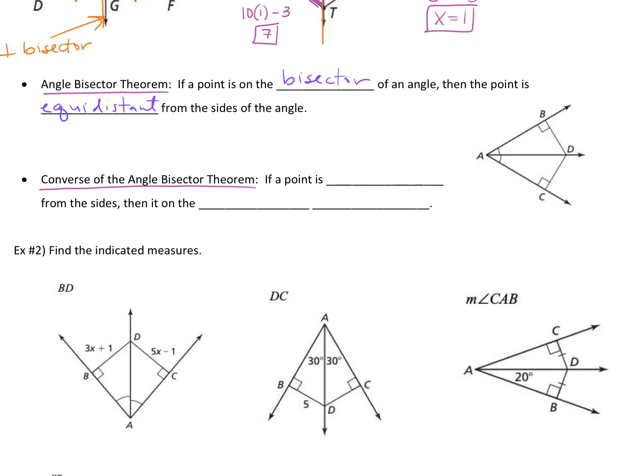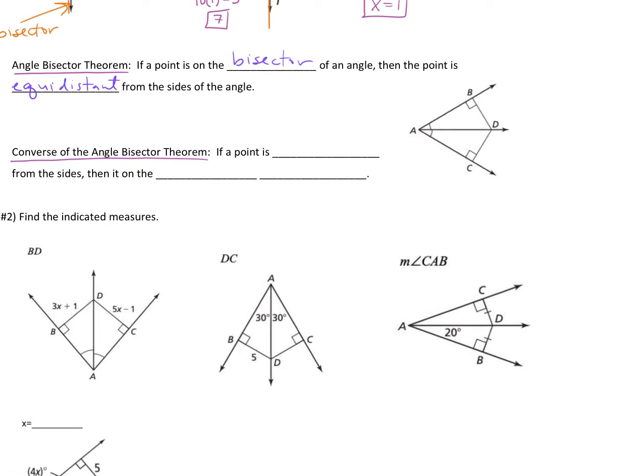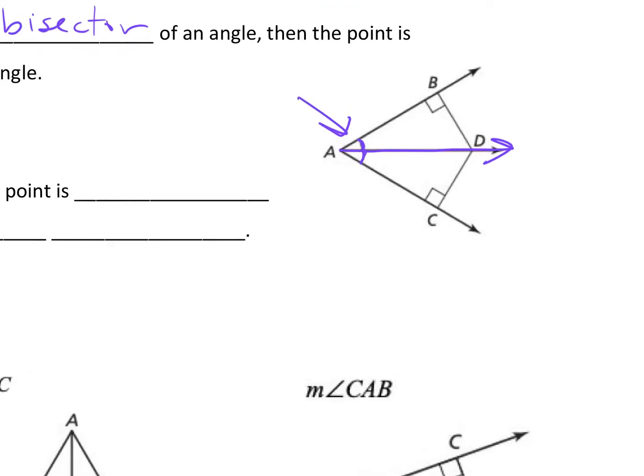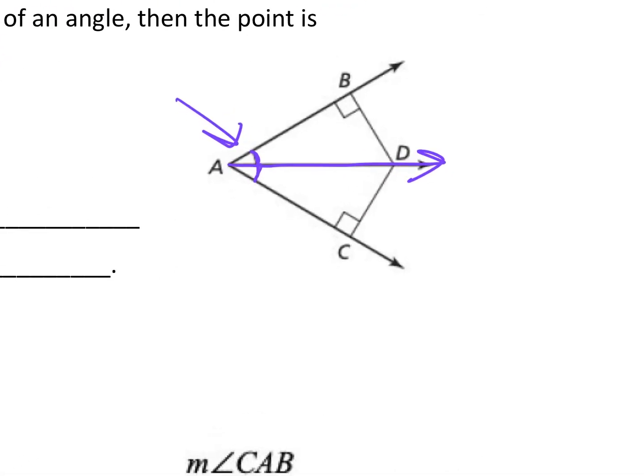So if it's on the bisector, okay, look at this picture. This is an angle bisector, right? AD is an angle bisector because they marked these two angles congruent. Okay? So what they're saying is if a point falls anywhere on AD, so in this case, point D is what they used, it will be the same distance to AB as it is to AC.